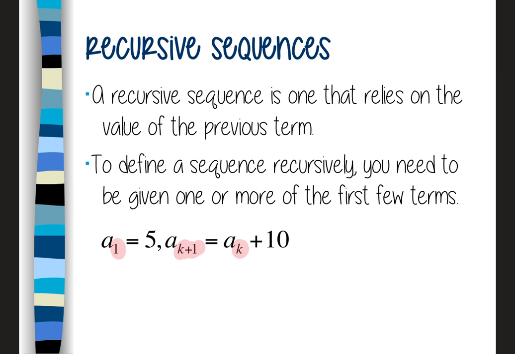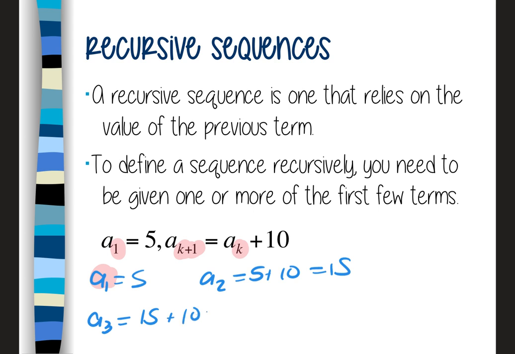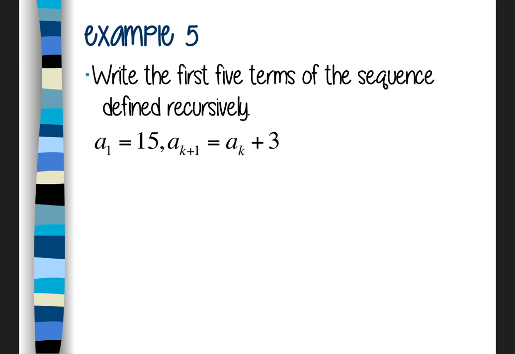So if my first term is 5, then the second term would be 5 plus 10, which is 15. And then the next term would be 15 plus 10, which is 25. And then the next term would be 25 plus 10, which is 35. So in these, you're not just plugging in. You're building up to it, if it makes sense. Those are called recursive.